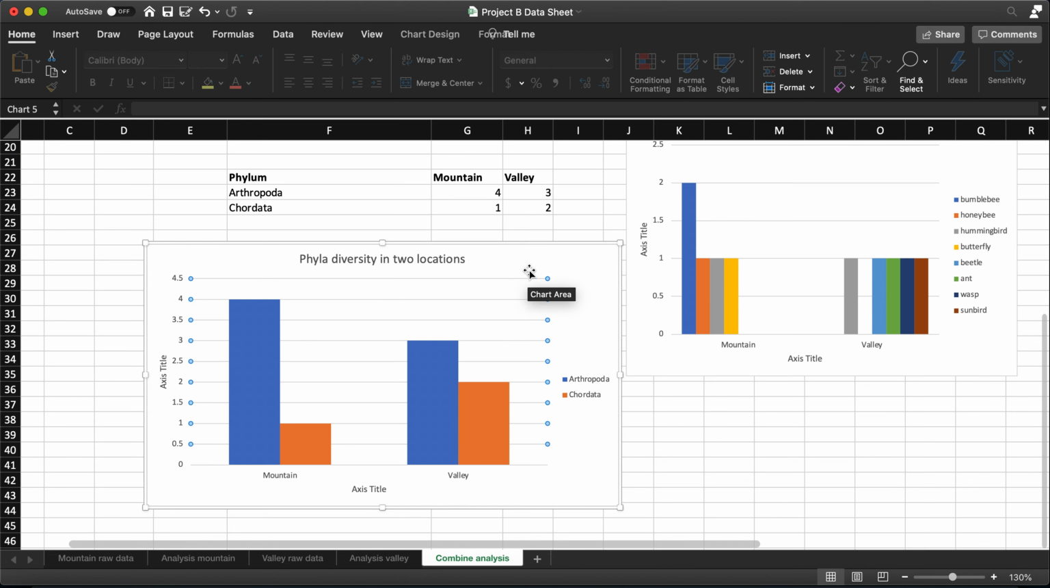This graph is made with this table here, and you can see that in the mountains I have more arthropoda than in the valley, and in the valley I have more chordata than in the mountain.